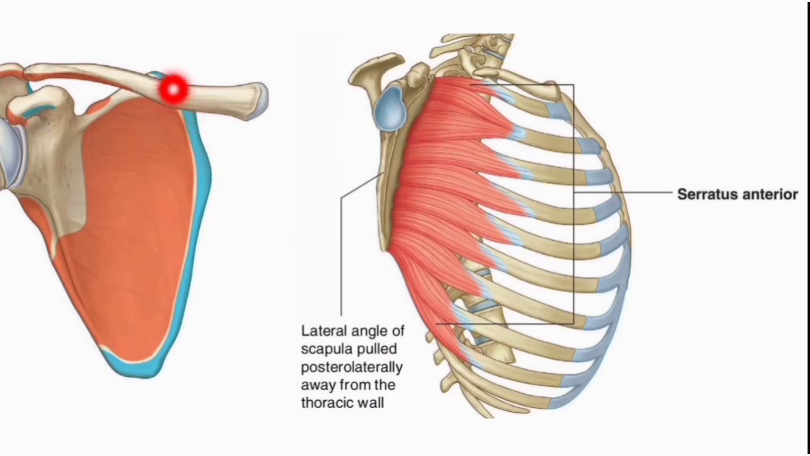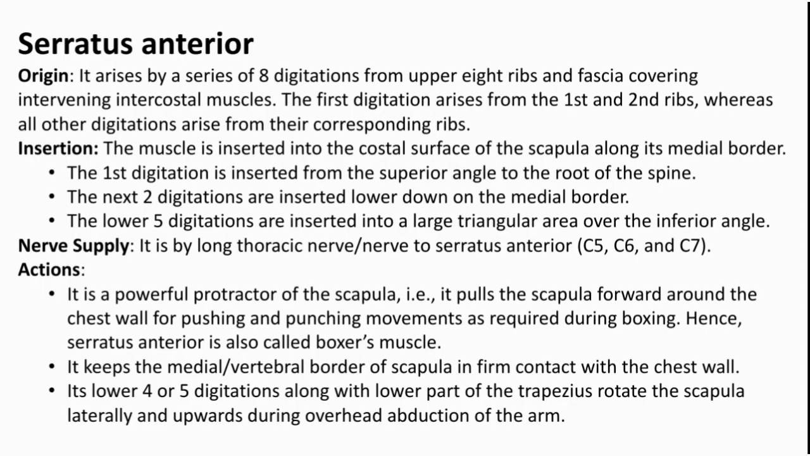The first digitation inserts from the superior angle to the spine of the scapula, and the next 2 digitations on the lower part of the medial border, whereas the lower 5 digitations insert on the costal aspect of the inferior angle. Coming to its nerve supply, it is supplied by the long thoracic nerve or nerve to serratus anterior with a root value of C5, C6 and C7.